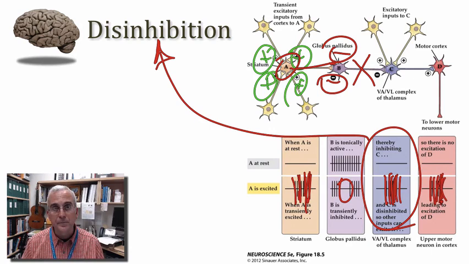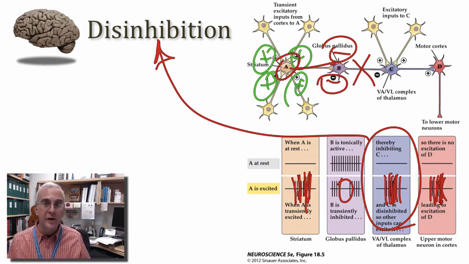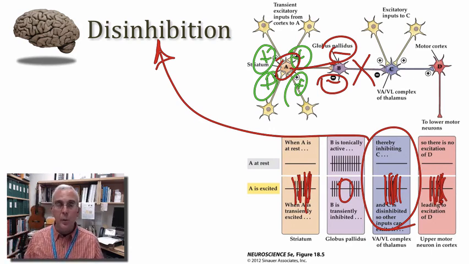So one question I often like to ask is, what gets disinhibited with the activation of this direct pathway? The answer is that it's the thalamus that gets disinhibited. And the logic there is that the thalamus is at the end of this two-neuron chain that puts two inhibitory neurons back to back. And that's the circuitry of the direct pathway.